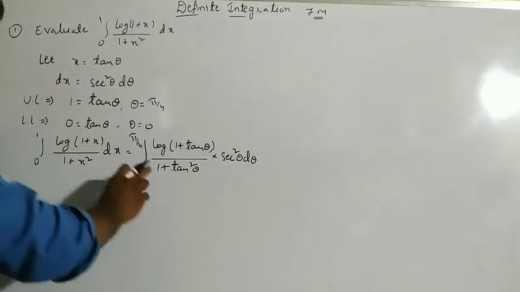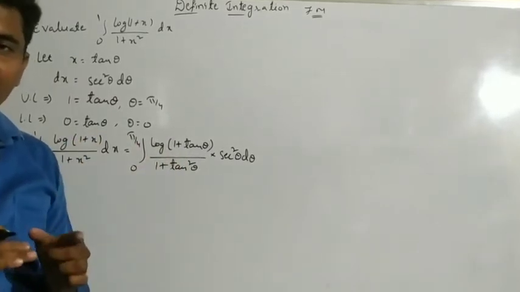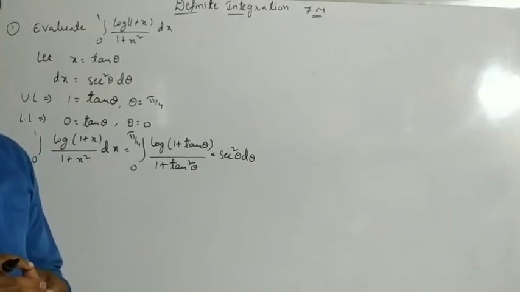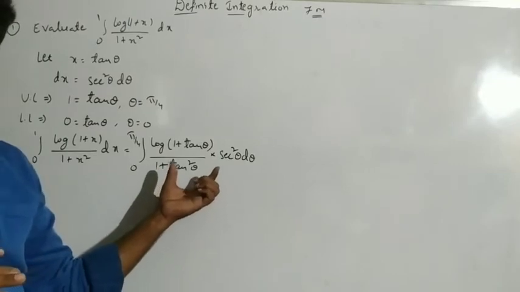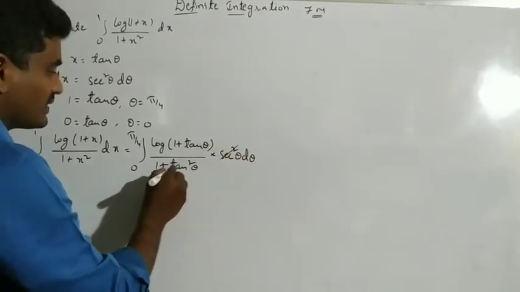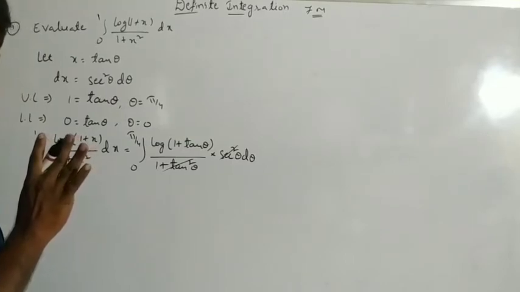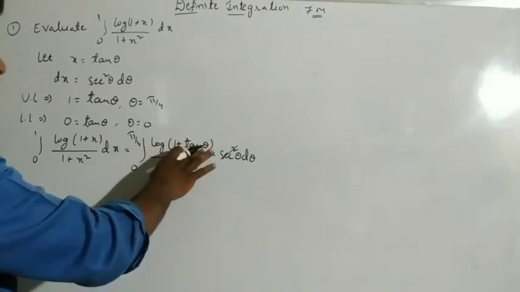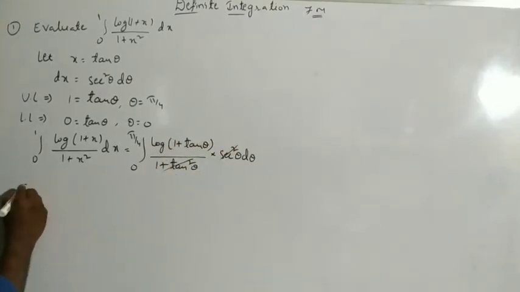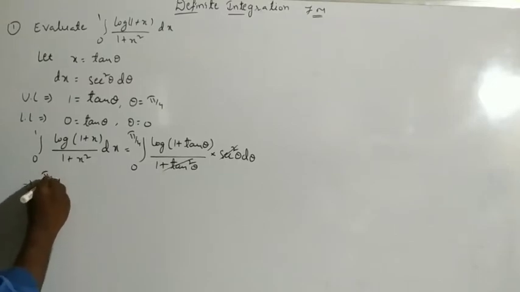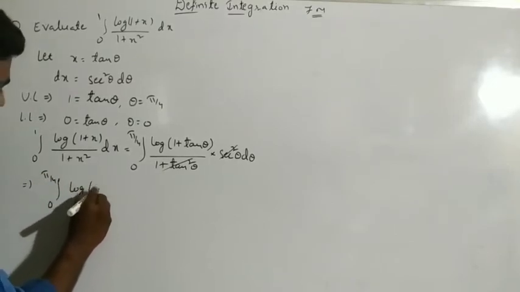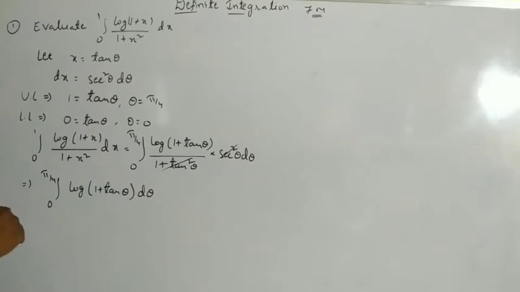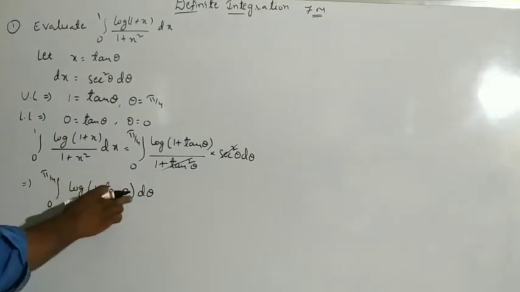Now observe here: 1 plus tan square theta equals secant square theta. That is the identity: we know secant square theta minus tan square theta equals 1, so 1 plus tan square theta equals secant square theta. So secant square theta gets cancelled. I think you know that identity. What remains is the integral from 0 to pi by 4 of log(1 plus tan theta) d theta.